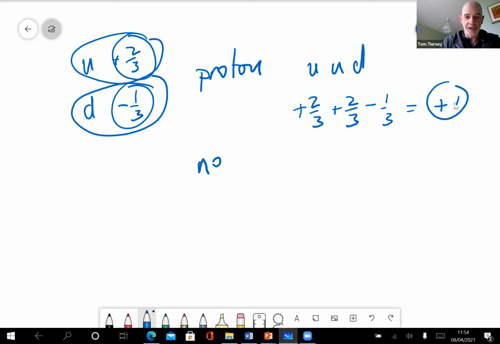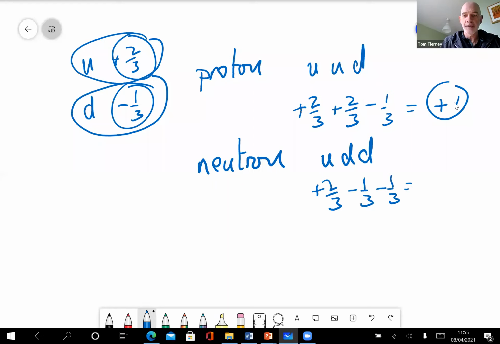Just while I have you on the screen there, the neutron is up, down, down, which is +2/3, -1/3, -1/3. So that altogether comes to 0/3, which is the charges, and that's why the neutron has a charge of 0. So they're the only two you need to know.